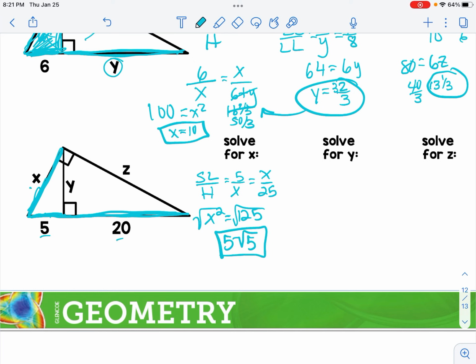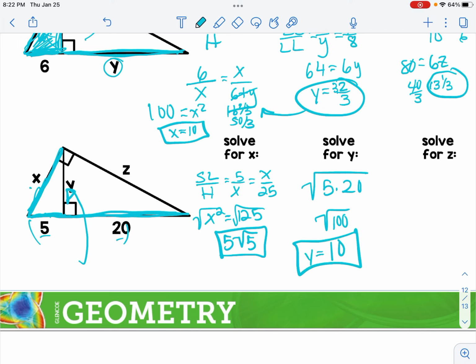Let's go take a look at the y now. Solving for the y, this is the geometric mean. You can just remember, we can set it up short leg, long leg, but we can also remember that to find the geometric mean, which just means I'm finding the height or the altitude here, it's really these two numbers multiplied and the square root of them. So 5 times 20, the square root of 5 times 20 is the square root of 100, which makes the height, or my y value, or my altitude, 10.